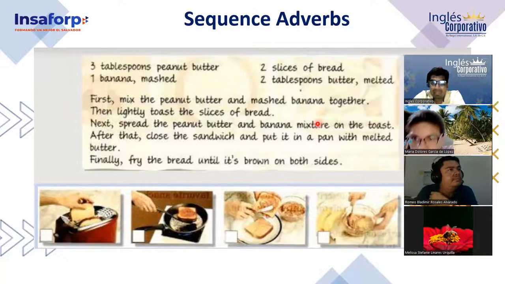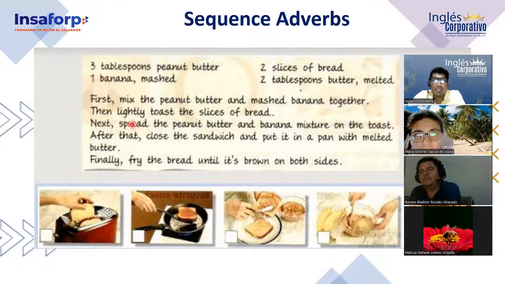El ejemplo que tenemos acá es acerca de una receta, how to prepare French toast. So, what we need for this recipe is going to be 3 tablespoons of peanut butter, something that we almost never eat, 1 banana, mashed banana, 2 slices of bread, 2 tablespoons of butter melted, ¿sí? O sea, melted butter. Then, the first thing, mix the peanut butter and mashed banana together. So, that is the first thing you have to do. You have to mix the peanut butter and the mashed banana together.